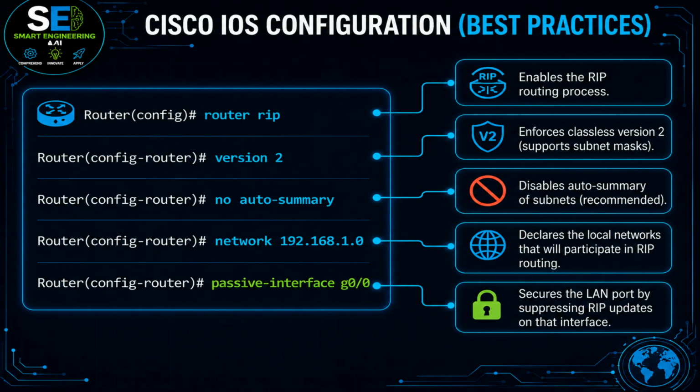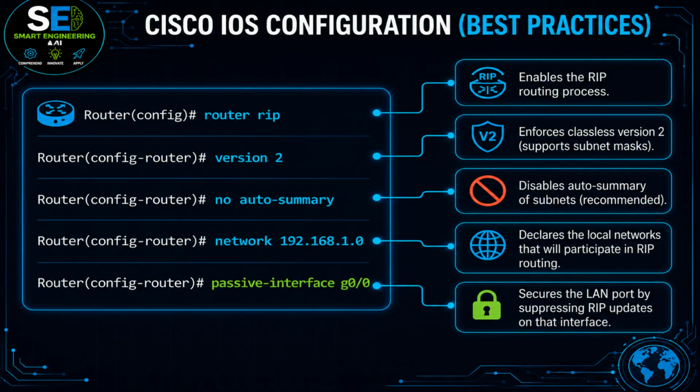Let's now move to the practical configuration of RIP on a Cisco router. The first command is router RIP. This activates the RIP routing process on the router. Next, version 2. This forces the router to use RIP-v2, which supports subnet masks and modern classless routing. Then, no auto-summary. This disables automatic network summarization and ensures that subnetworks are advertised precisely.